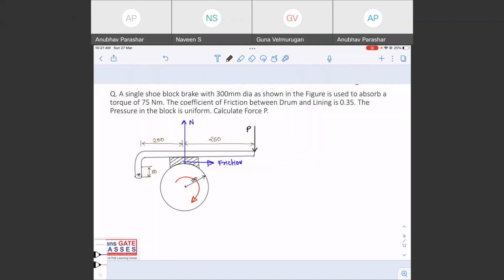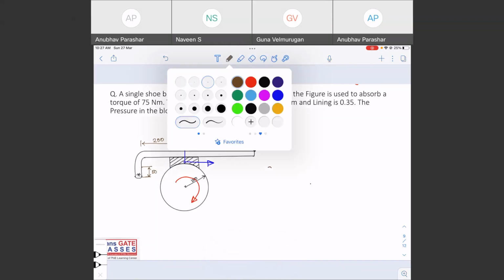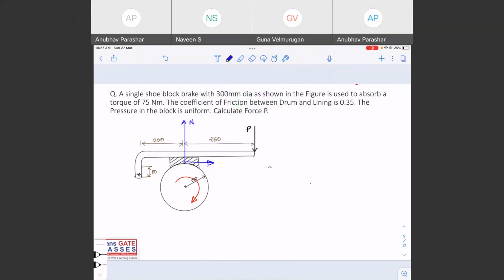So friction को we are simply writing as F. Now one thing I know, what are the dimensions given? Let us see. Dia is given as 300, means radius of the drum is equal to 150 mm.